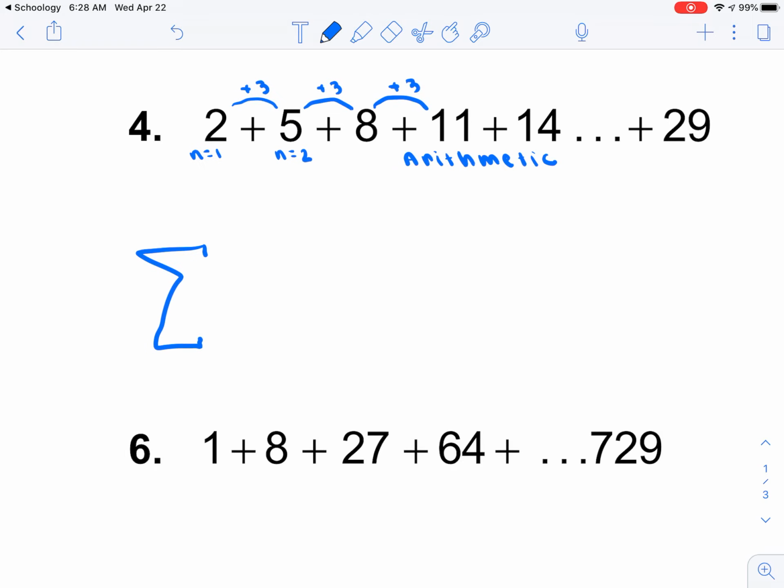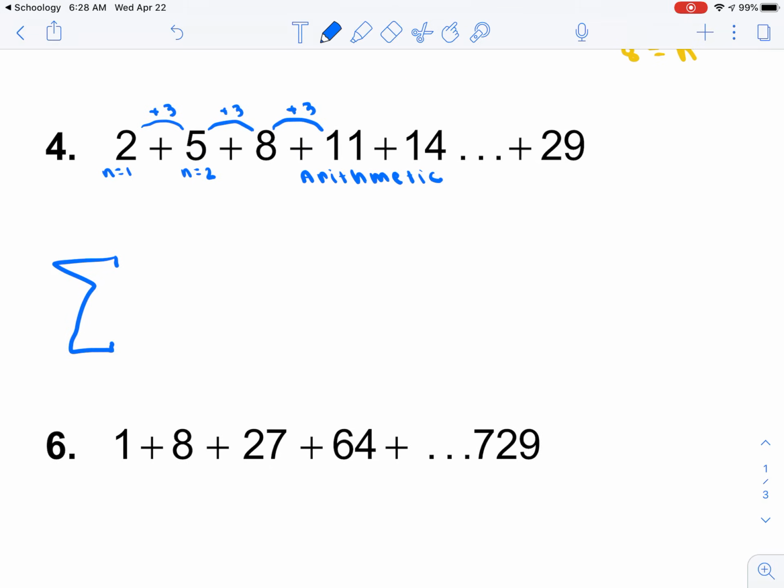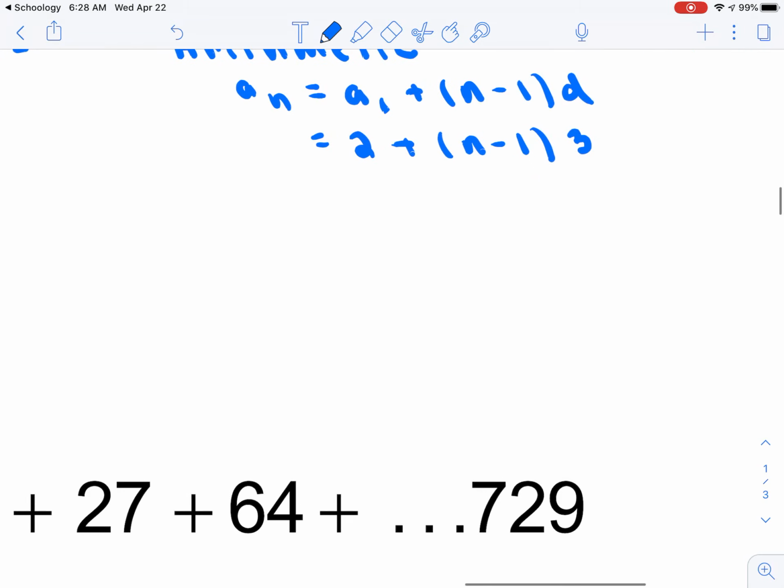With that being said, I can use what I've learned from the past note sheet to write a rule for this using that formula. If you guys remember, the rule is going to be a sub n equals the first term plus n minus 1 times the common difference. So the first term here being 2, and then leave the n minus 1, and our common difference being 3. I always like to simplify, so 2 plus 3n minus 3, I get my rule of 3n minus 1.